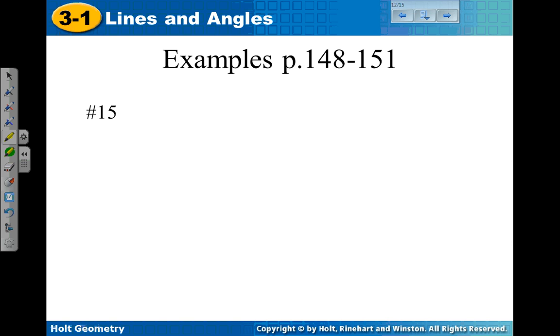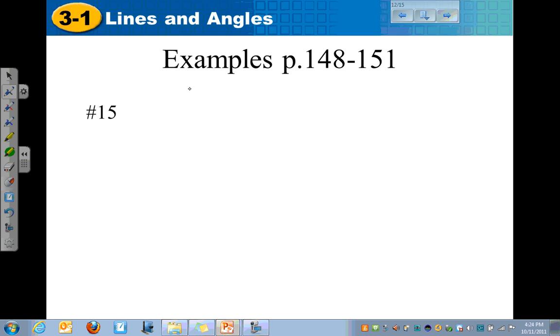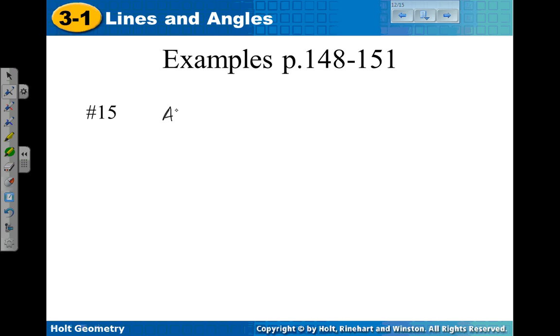It is a triangular prism, and we have some lines that are marked parallel. Number 15 asks us to find one pair of skew segments. Now, there's more than one pair, but the one that I am going to write is line segment AB. Do you see on the top of the box there, kind of in the back, line segment AB? When it asks for a pair of skew segments, please mark it as segments.